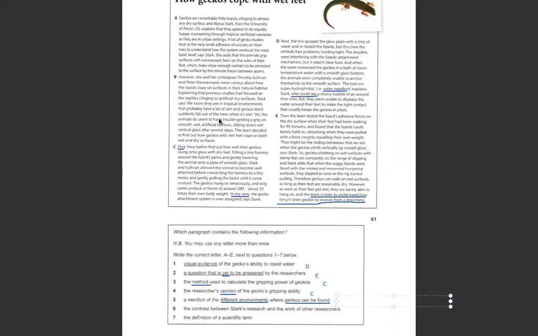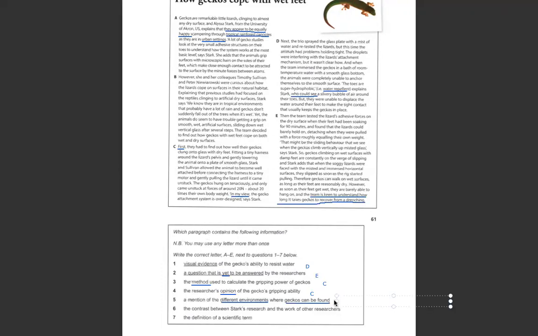Right, so some of you said B and A. B is talking about specifically the experiment and what they know about the geckos and in different environments. So they do mention environments here, but this sentence in A tells us where they're usually found. She says they appear to be equally happy scampering through tropical rainforest canopies and urban settings. So here are the two different environments. Remember, we need different environments where the geckos are found, so where they're happy. Whereas here, those tropical environments is just one environment, and also they're just talking about the study here.